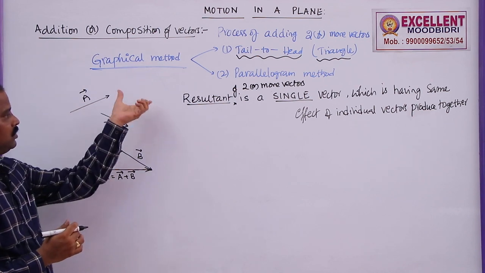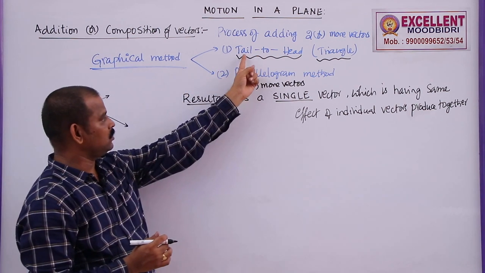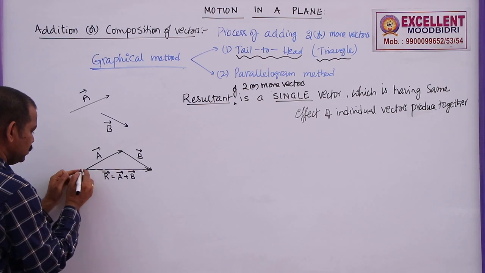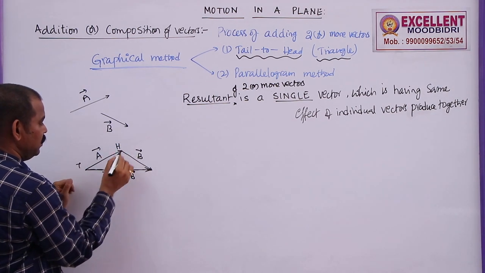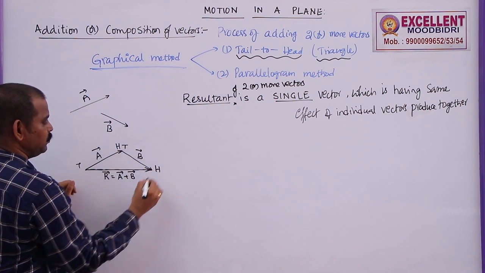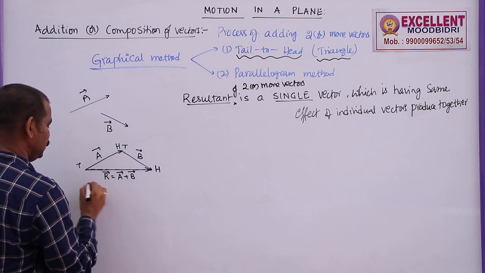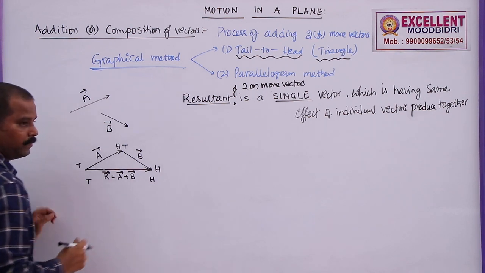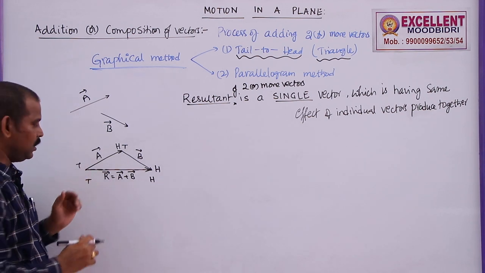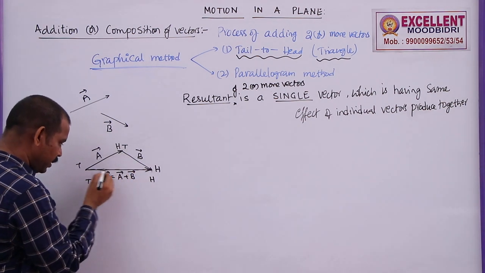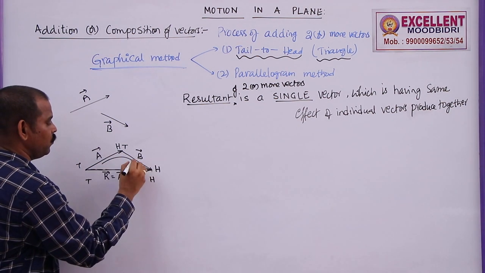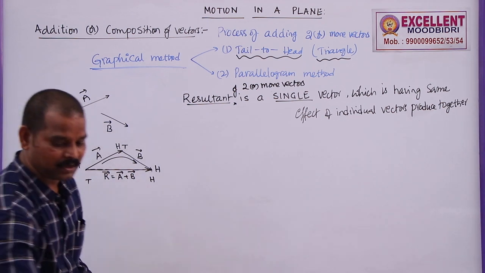So, what is the method that we used here? This method is called the tail to head method, because this is from the tail to head of the first vector, then this is the tail to head of the second vector, and the resultant is tail to head in this one. In this method, if you observe clearly, this is tail to head, then head to tail. That means these two are in one order, but this is in reverse order.